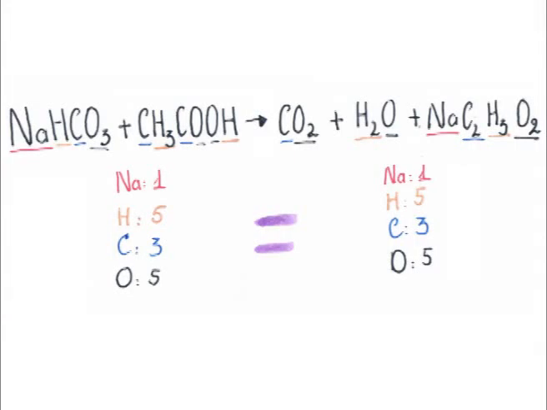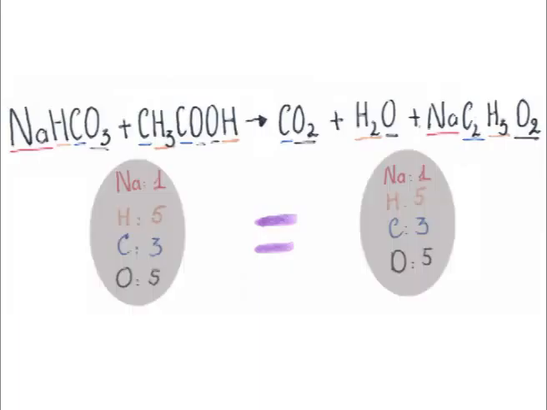According to the law of conservation of mass, in a chemical reaction, atoms are neither created nor destroyed. Take this chemical equation between vinegar and baking soda as an example. In the reactants, you have 1 sodium, 5 hydrogen, 3 carbon, and 5 oxygen atoms. For the product side, you also have the same amount of sodium, hydrogen, carbon, and oxygen atoms. Because atoms weren't created nor destroyed in this chemical reaction, the mass also does not change.